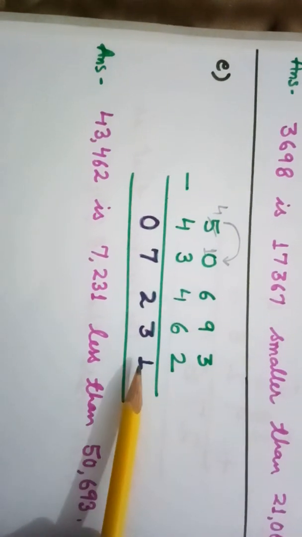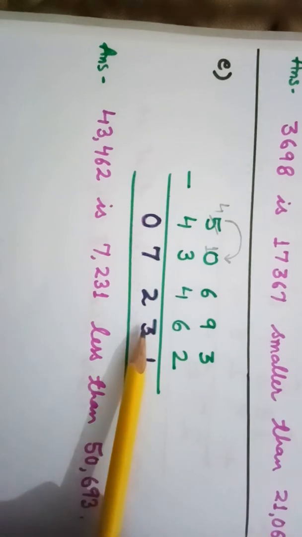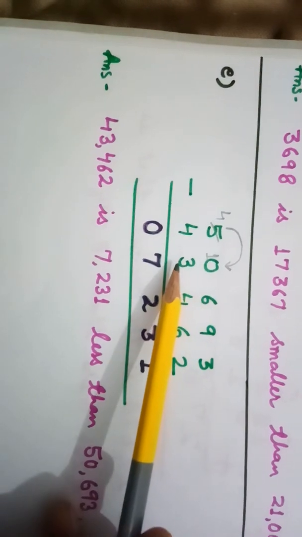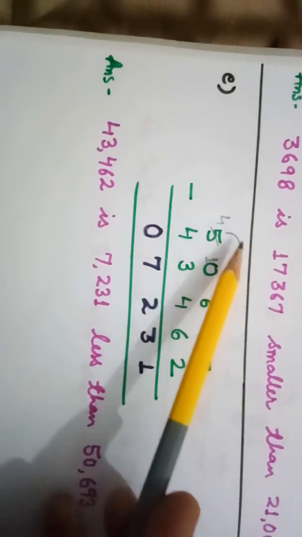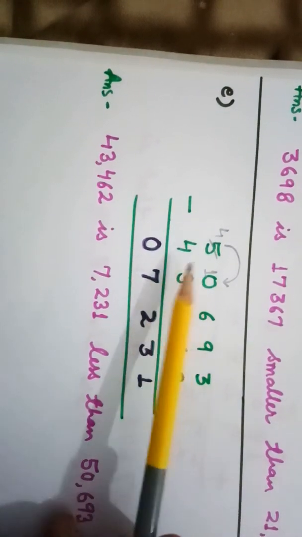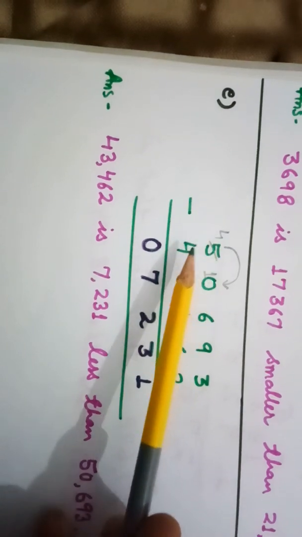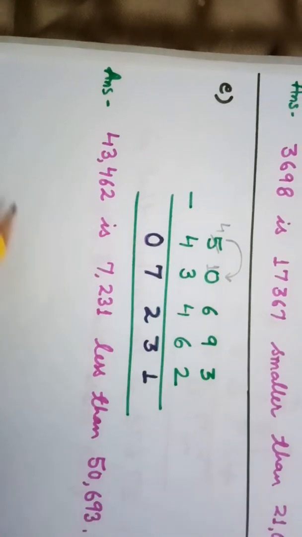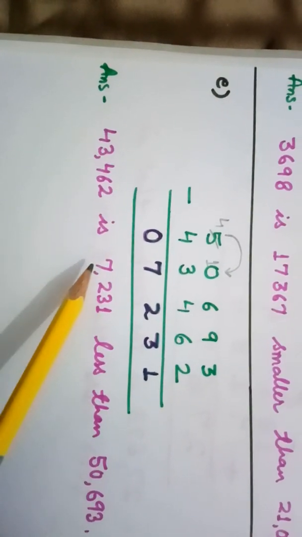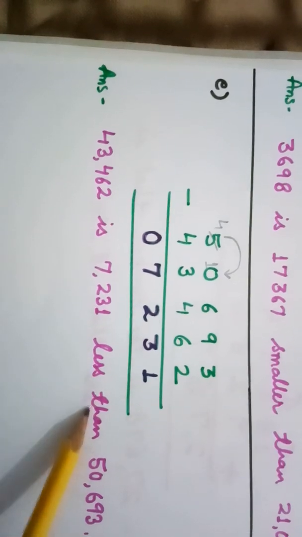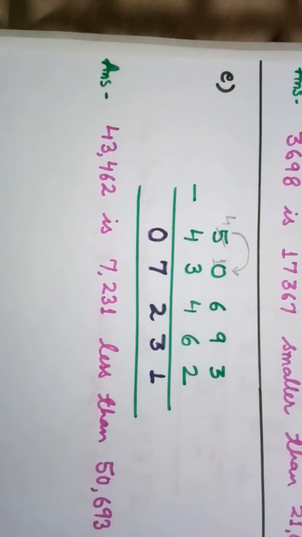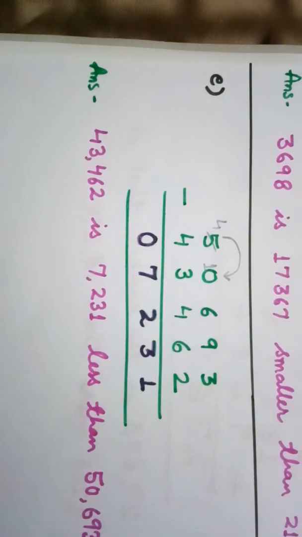3 minus 2 is 1, 9 minus 6 is 3, 6 minus 4 is 2, and 0 minus 3 is not possible. 1 ten will be borrowed from 5, so it will become 10. 10 minus 3 is 7, and here it is 4. 4 minus 4 is 0. Then we'll write 43,462 is 7,231 less than 50,693. Okay, this is the solution for E.